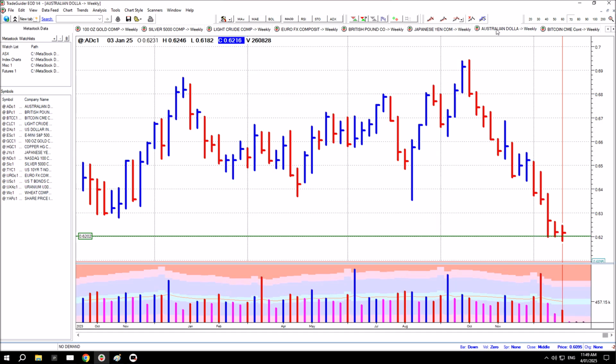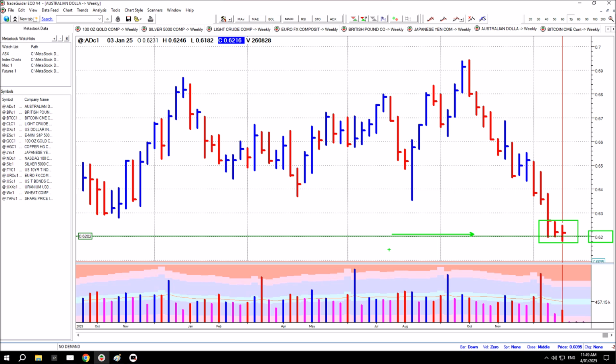Aussie dollar currency futures are also trying to hold on and consolidate adjacent to this 62-cent level. The consolidation is attempting to take place between this bar's close and the support in the background we've seen at the 62-cent level.